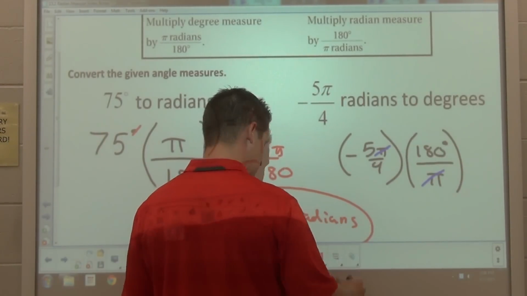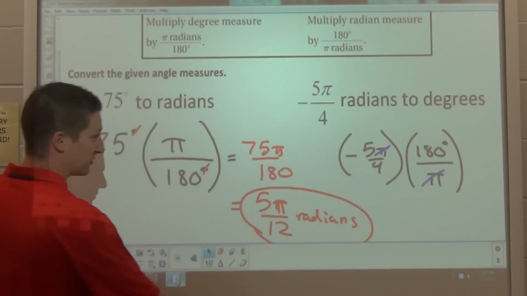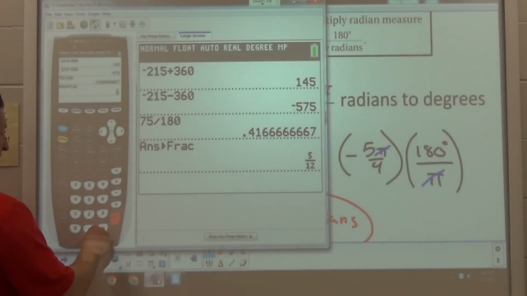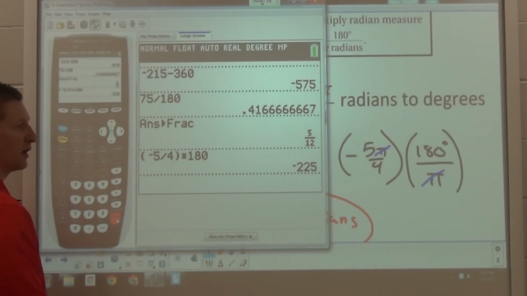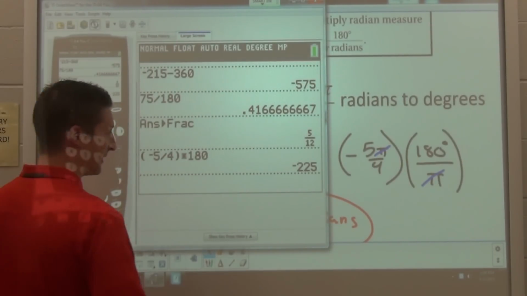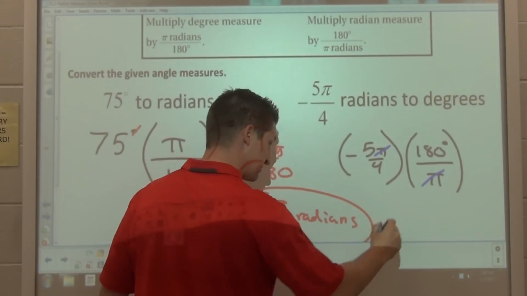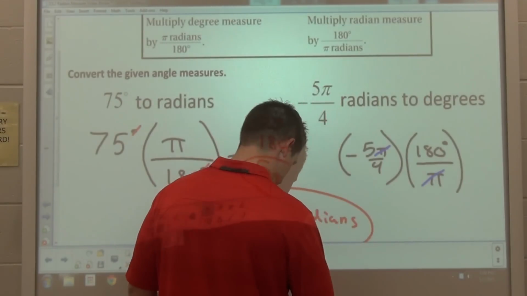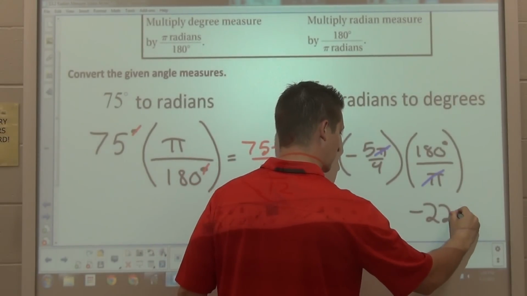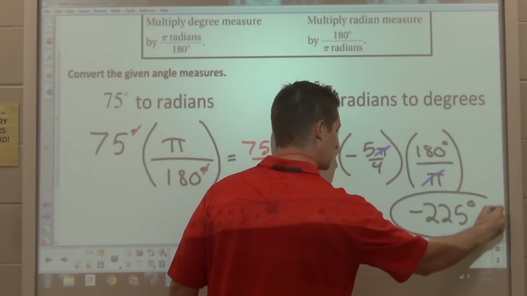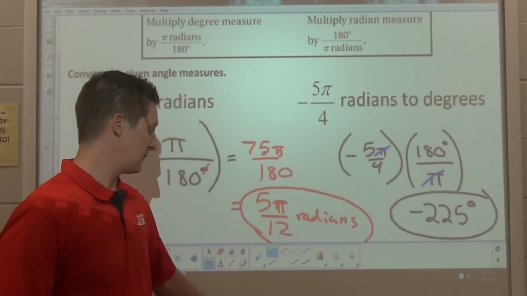Now again, for those of you who enjoy using your calculators, you just have to be careful with some parentheses. I'm going to take, in parentheses, -5 divided by 4, that's -5/4, times 180. And I get -225 for my answer. So I'm going to write that down. Remember, pi disappeared in the process, so we're going to have -225 degrees as our new measurement.